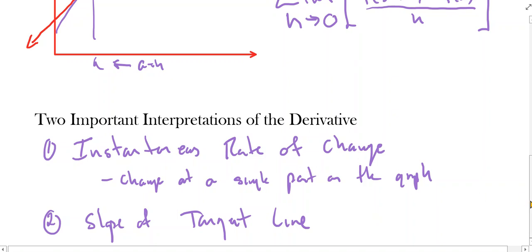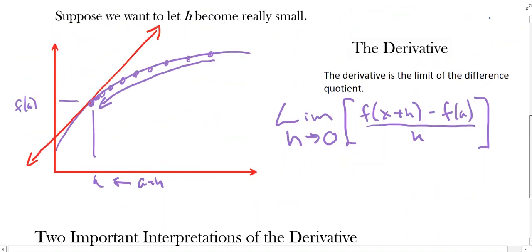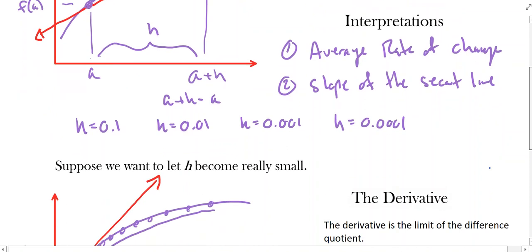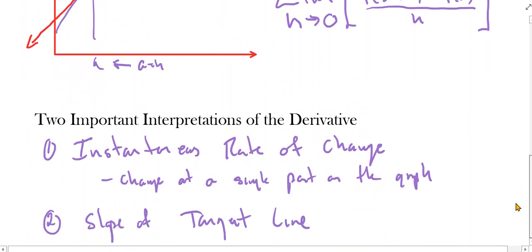So you can see, compare the interpretations. With the difference quotient, we find average rate of change between 2 points. So if a question on an exam was to ask for average rate of change, you would use the difference quotient. If it asks for the slope of a secant line, you would use the difference quotient. If, however, you are asked to find instantaneous rate of change or the slope of a tangent line at a single point, then you're going to use the derivative.